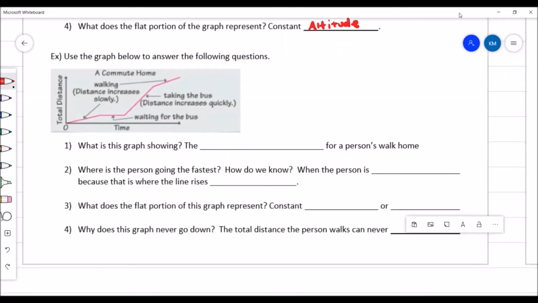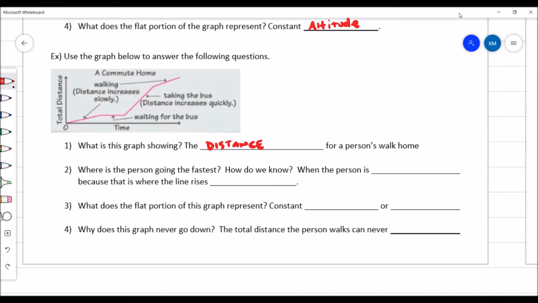All right, another example says, use the graph below to answer the following questions. What is the graph showing? And here we have total distance over time, title, a commute home. So the distance for a person's walk home. Where is the person going the fastest?